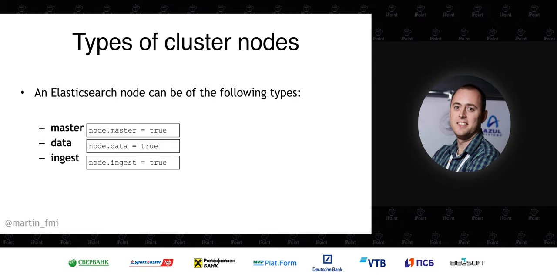And we also have so-called ingest nodes that we can have in our Elasticsearch cluster. Ingest nodes provide us with the capability to pre-process data before it's actually indexed in the Elasticsearch cluster. Also, in newer versions of Elasticsearch, we have newer types of nodes, such as machine learning nodes. Machine learning nodes provide us the possibility to execute machine learning operations against our Elasticsearch indexes.